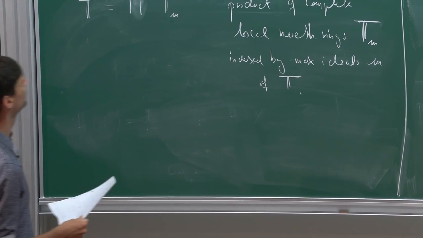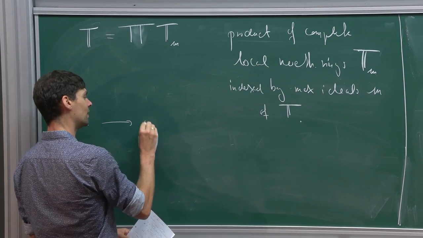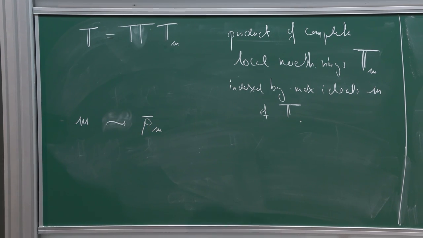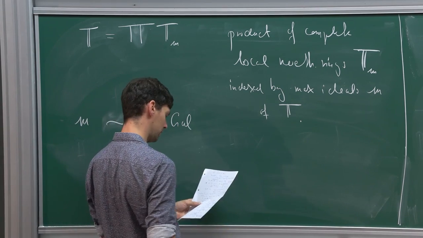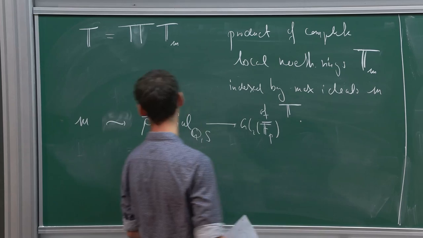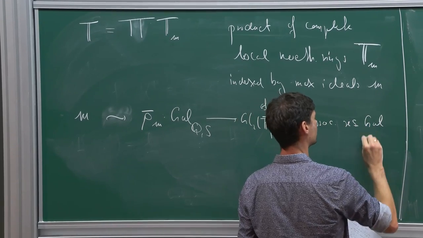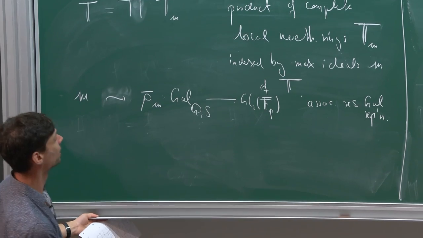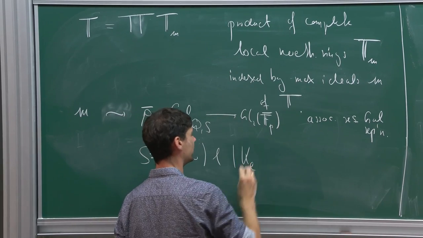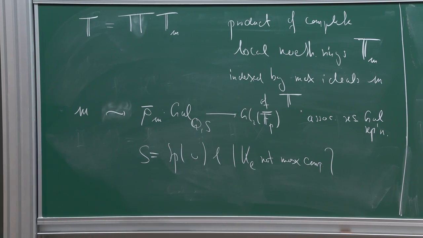And in some sense, I always want to stick to one of these factors, because given m, such a maximal ideal, to some of these maximal ideals, I have a residual Galois representation attached to this. Okay, so it's a representation of Gal(Q_S) to GL2(F_p bar), where maybe S is the set of primes that contains p and all the l such that K_l is not maximal compact.